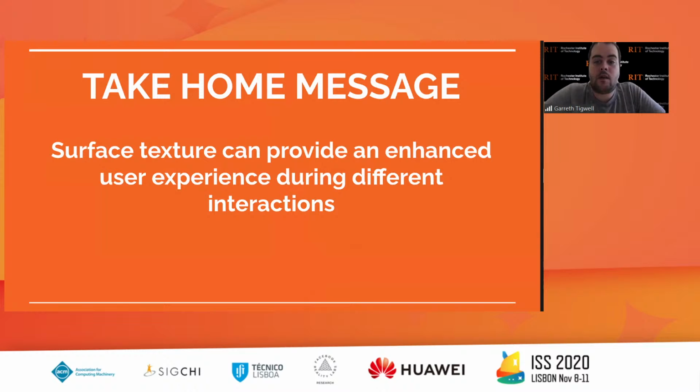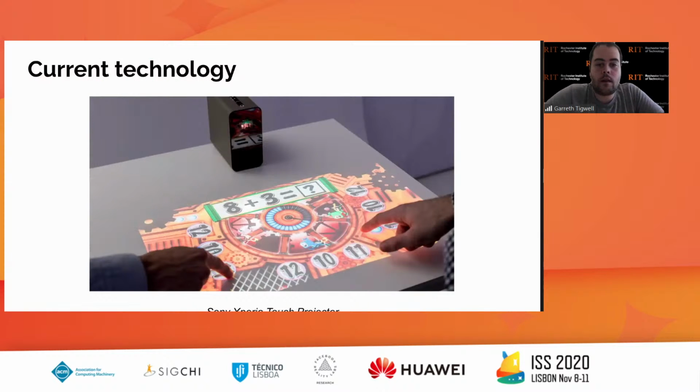So the main message that I want you to take away from this research is that surface texture can provide an enhanced user experience during interaction. There's a long history of augmented reality research, but we know little about the intersection between touch gestures and surface material textures. Please refer to the paper for more details on a discussion around the related literature.